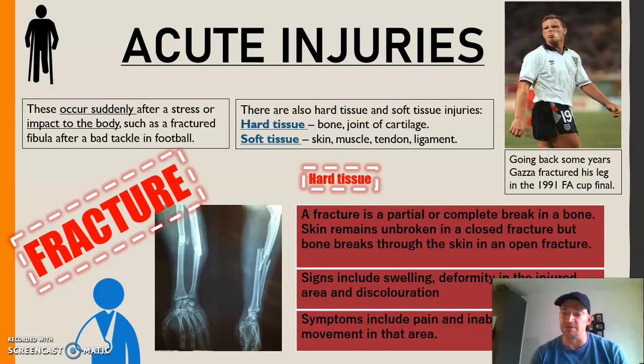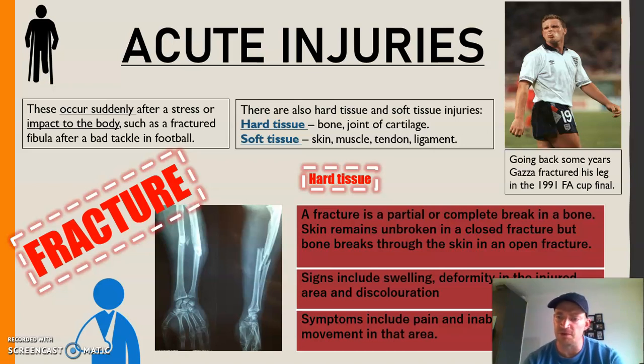Okay, so this will be things like a fracture. Good example of a fracture. Most of you watching this video will probably be too young to remember, but Paul Gascoigne was a fantastic footballer. He broke his leg in the 1991 FA Cup final. That's an acute injury and a fracture. He broke his tibia or his fibula. That would be an example. You can probably think of a number of footballers that have broken their legs. Aaron Ramsey springs to mind a few years ago when he was playing for Arsenal. I'm sure there's plenty of others as well.